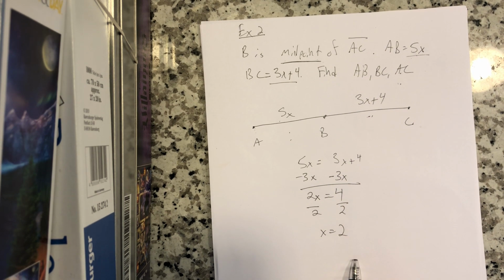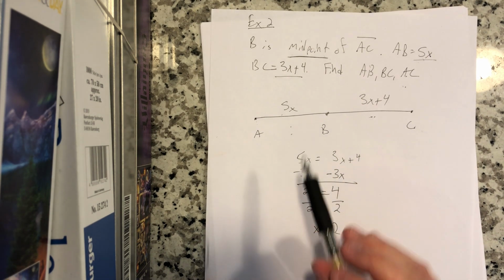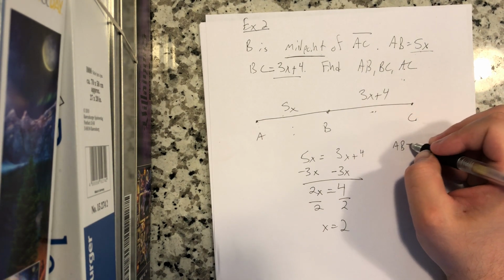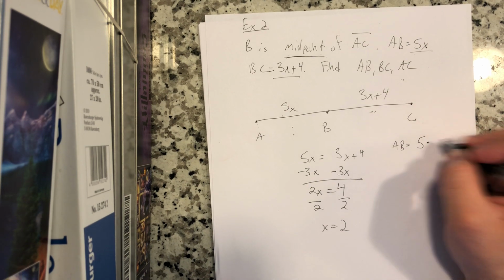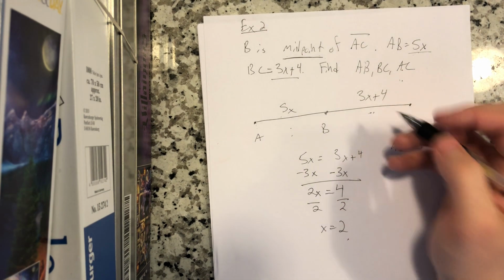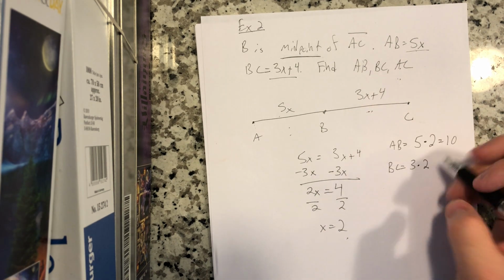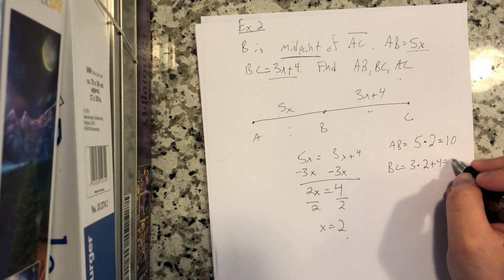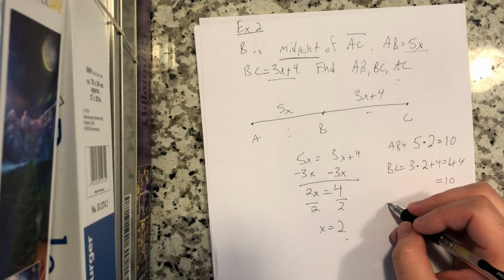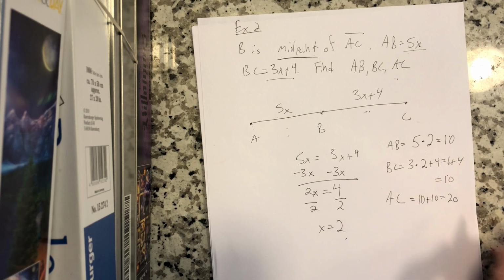This is not the length of any of the segments. This is just the value for x. Now what we have to do to find all of these lengths is we have to plug this back in. So AB is equal to 5 times what our value of x is, which is 2. 5 times 2 is going to give us 10. Over here, BC is going to be 3 times the value of x, plus 4, which is 6 plus 4, which is equal to 10. And then AC is going to be the sum of both of these, or 10 plus 10, which is going to equal 20.